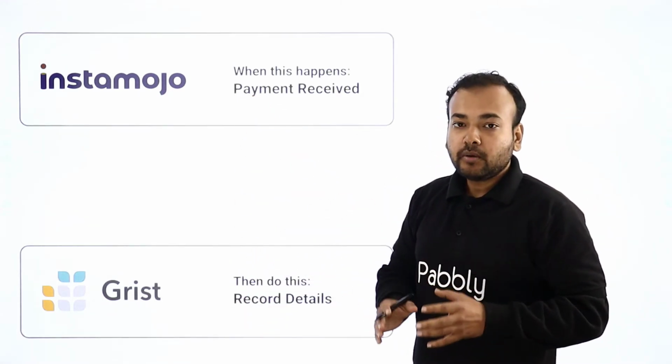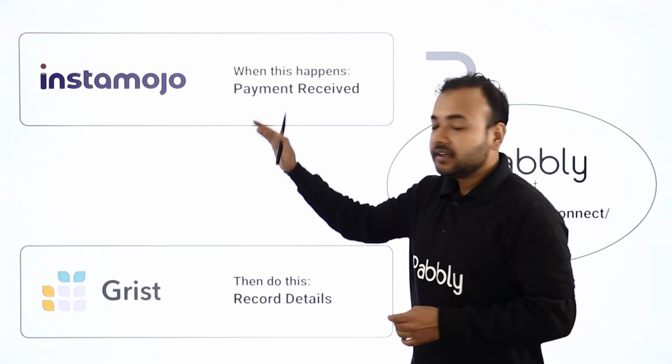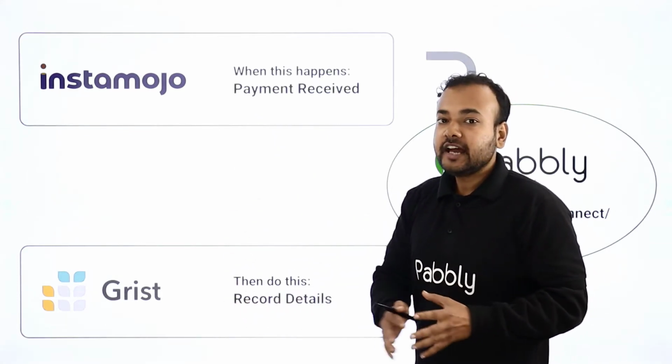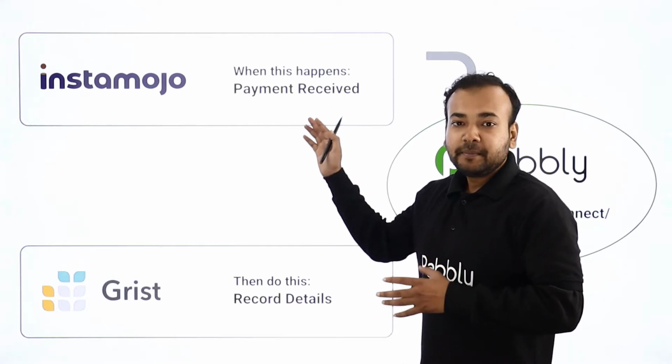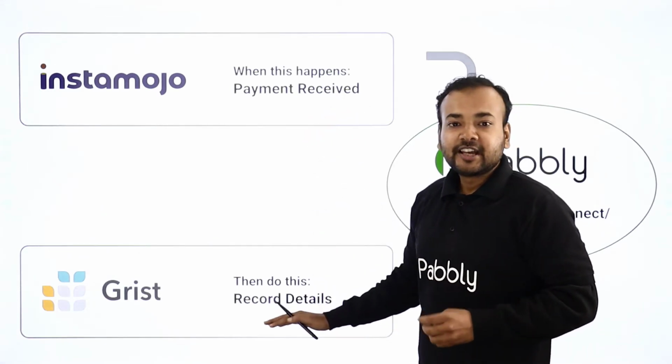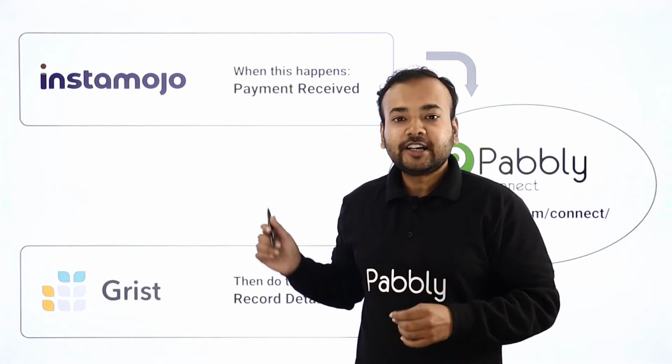So to solve this problem, the software I am using is this one, Pabbly Connect. So what Pabbly Connect will do, it will connect these two applications together such that as and when you receive a payment here in Instamojo, the record of the payment will be added here in Grist. Now guys, let me show you the process on my screen of how you can also create this automation.